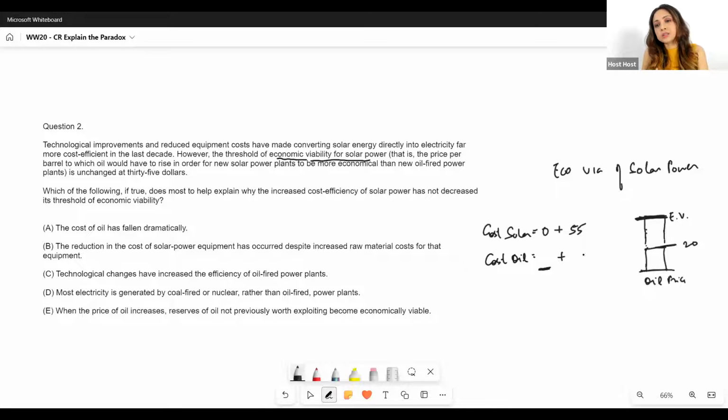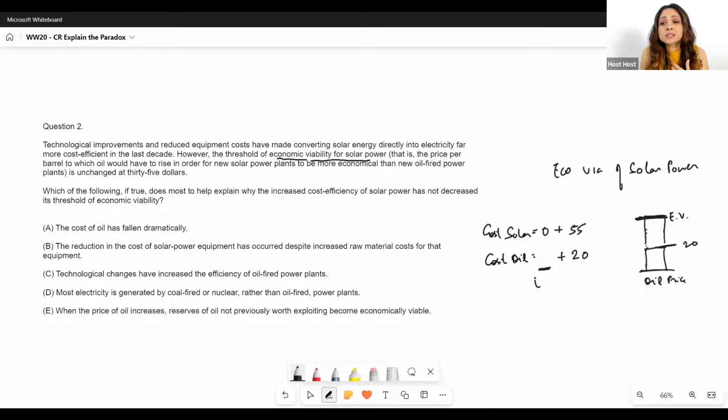Plus, the other cost is going to be a fixed cost. That is again your cost of the tech to convert. You'll still need equipment to convert oil into electricity, right? Let's say this is equal to $20 because this is cheaper. This is an older tech, and we know that solar tech is more expensive, right?